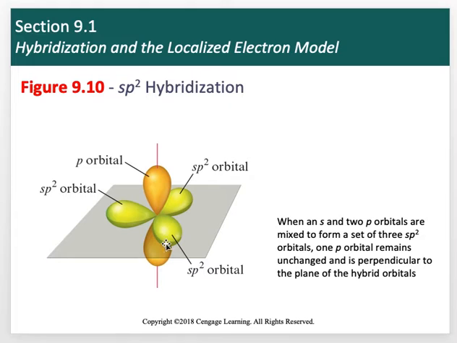So this is what it would look like. These yellow orbs represent the sp2 hybridized orbitals. They no longer have the s looking like a sphere or the p's looking like the dumbbell. Here is our unhybridized 2p orbital that's just hanging out. He still maintains his dumbbell-like shape.